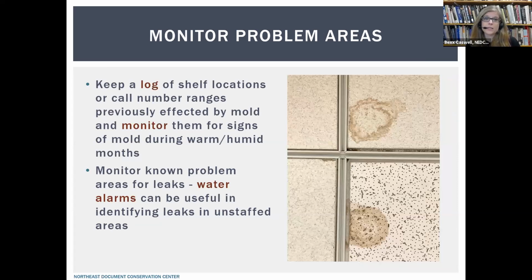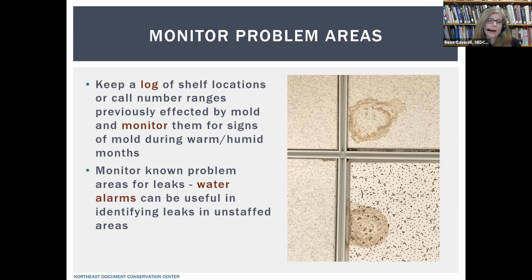It's also a really good idea to monitor problem areas. So again, if I know that I have a place where things leak or a window leaks every time there's a really heavy storm, I want to go check on that and make sure that I find it before it's been going on for too long. If you do have an area that has had a mold outbreak in the past, it's a great idea to keep a log of either that call number range or those shelves and just check on them periodically, maybe on a monthly basis or more frequently if it's really warm and humid, like it might be in the summer.